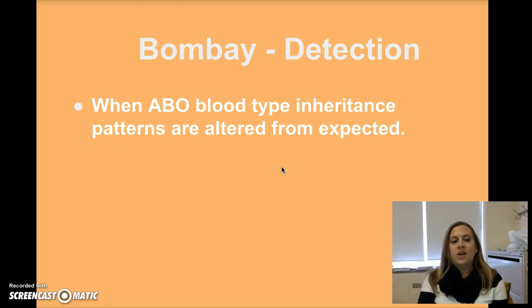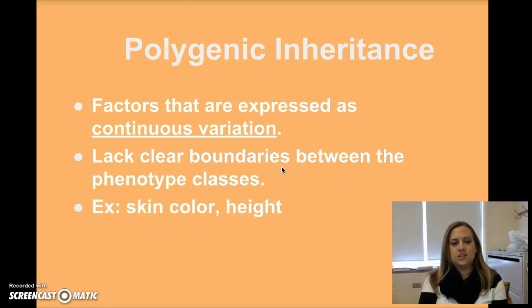Okay, so this is the Bombay effect, and this is going to be detected when the ABO blood type is different from what you would expect, like in that last case.